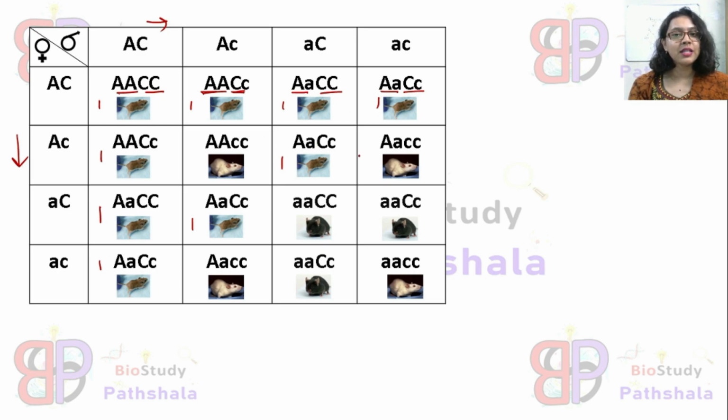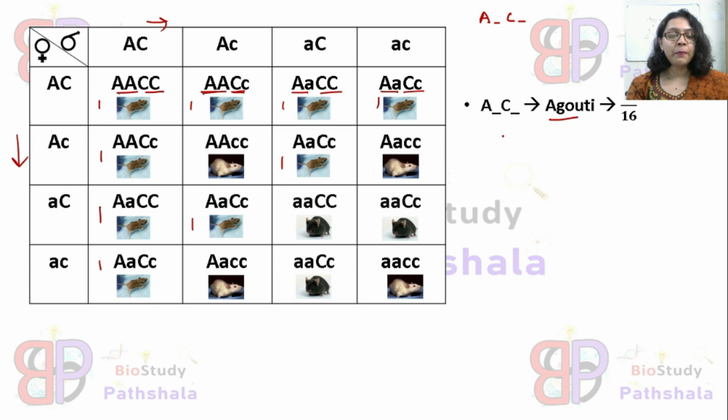So from this data we can say that 1 capital A and 1 capital C lead to agouti coloration. That means capital A dash, capital C dash will form the agouti coloration, and this agouti pattern can be observed in 9 individuals among these 16 individuals. You can see here these 4 individuals, these 3 individuals, and these 2 individuals. That means 9 individuals among these 16 will show the agouti pattern.